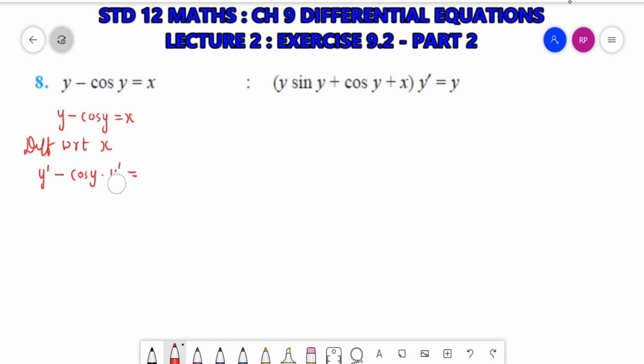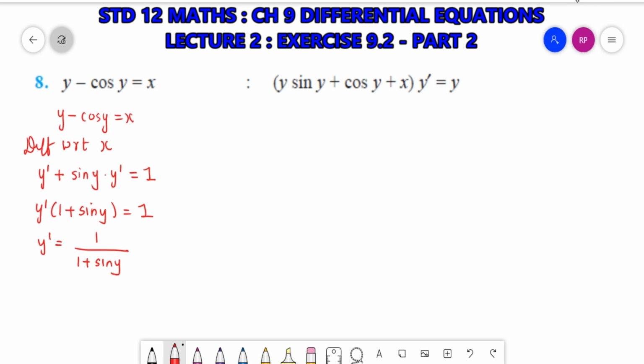Sorry, mistake. Derivative of cos y is minus sin y. So this will be plus sin y into d by dx of y, y dash. Derivative of x will be equal to 1. Okay, so y dash I will take common, 1 plus sin y is equal to 1. So y dash will be equal to 1 upon 1 plus sin y.